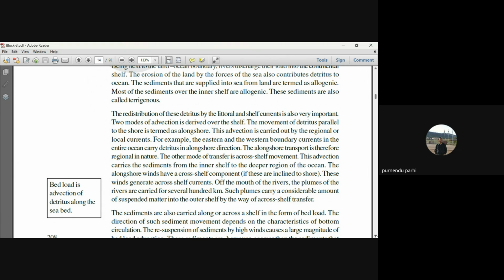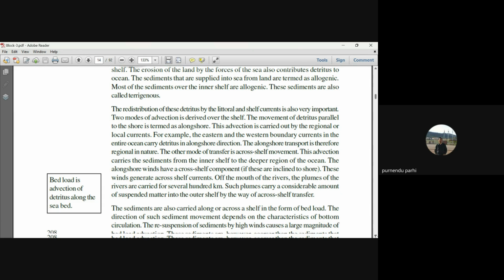The other mode of transfer is across-shelf movement. This advection carries the sediments from the inner shelf to the deeper region of the ocean. The alongshore winds have a cross-shelf component. These winds generate across-shelf currents. Off the mouth of the river, the plumes of the river are carried for several hundred kilometers. Such plumes carry a considerable amount of suspended matter into the outer shelf by way of across-shelf transfer.